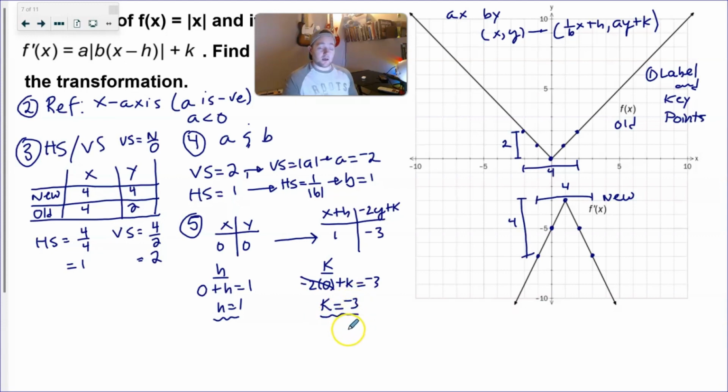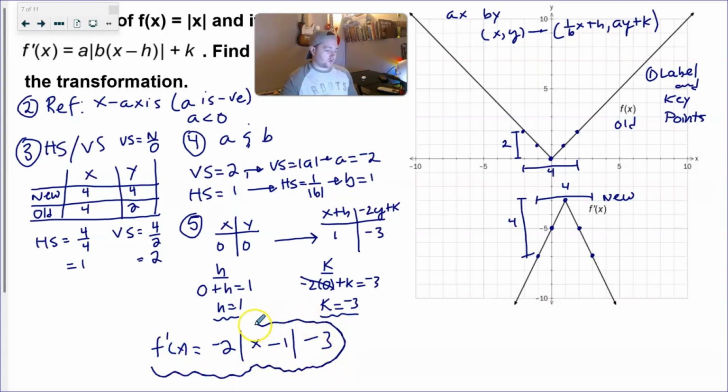So from that, I can now write the equation. Just using this form that's given to us, f prime of x, could also call it y if you wanted to, is a, which is negative 2, absolute value. B is 1, so we don't need to write it. And then it's x minus h, absolute value, minus 3. And there it is. There is our transformational form for the absolute value function.